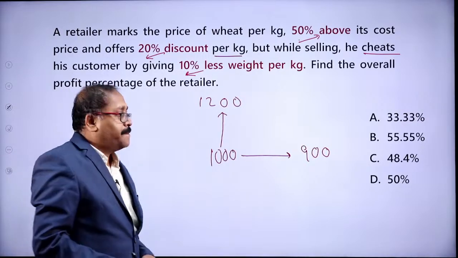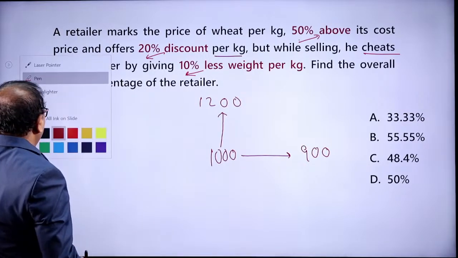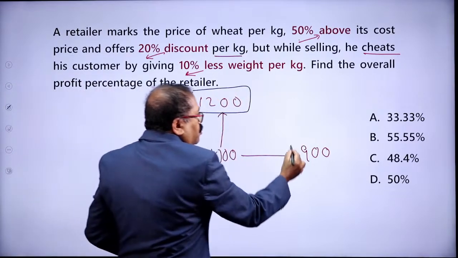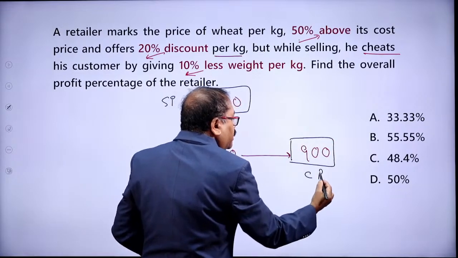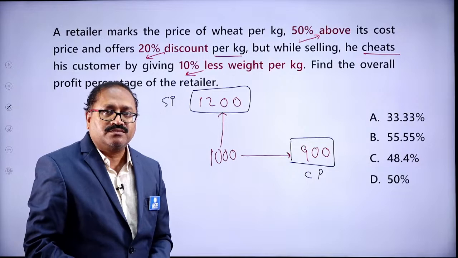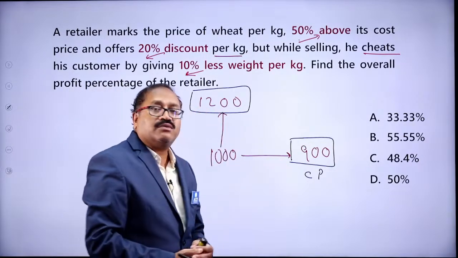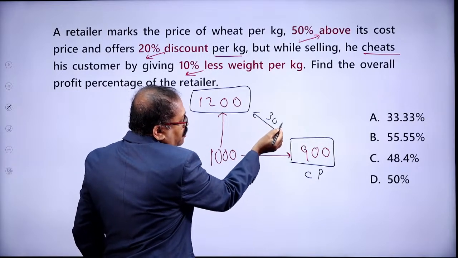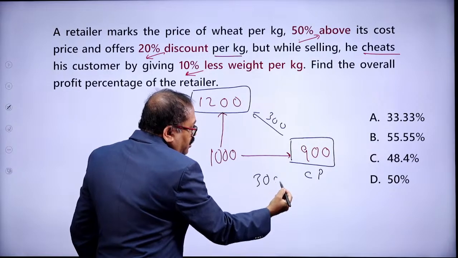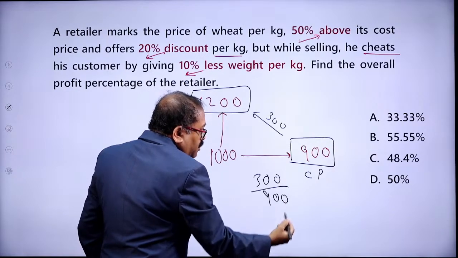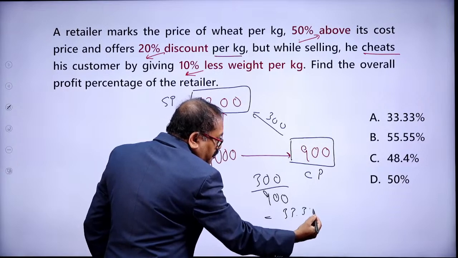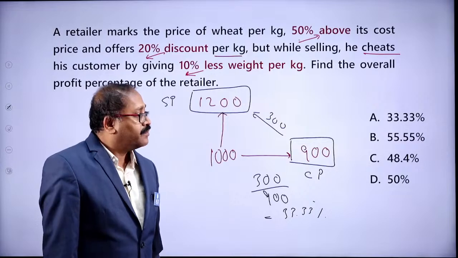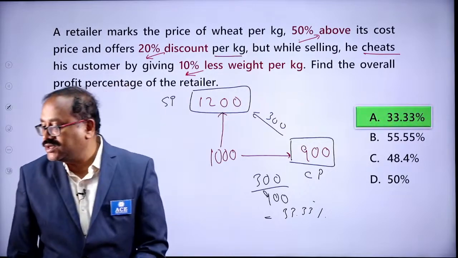Now when you have these values, identify the upper value as the selling price and the lower value as the cost price. This is the best method to answer this type of question. You have the selling price, you have the cost price. That means what is your profit? Your profit is 300 over 900. Now 300 is what percentage of 900? That is 1 by 3, which is nothing but 33.33%. Option A. This is the best way to answer this question.